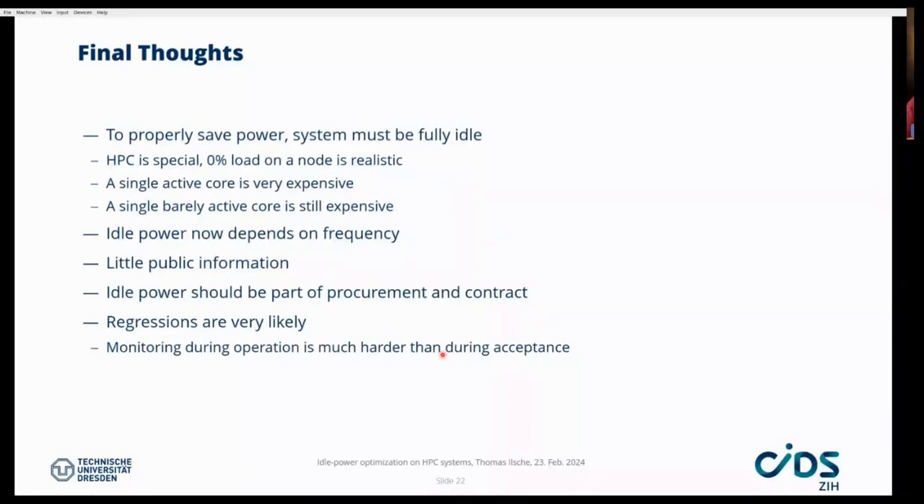I found very little public information. Some people say they all do idle power optimization if you ask them, but no one seems to deem it very interesting or publishable. But I think it's actually relatively important. It's so important that it should be part of your procurements or your contracts, but also part of your operation, because regressions on this are extremely likely. We've seen regressions only after a few months of operation. We've seen that during the installation phase, regressions with BMC updates that caused DHCP requests were happening.